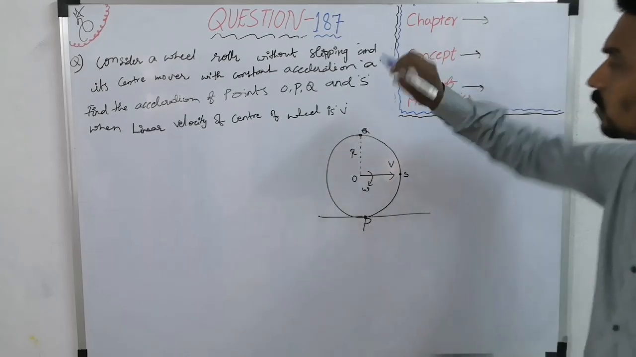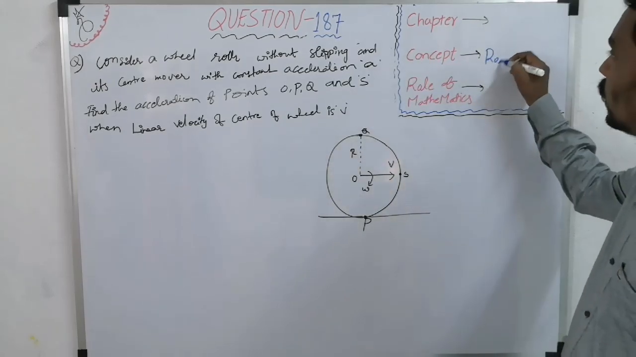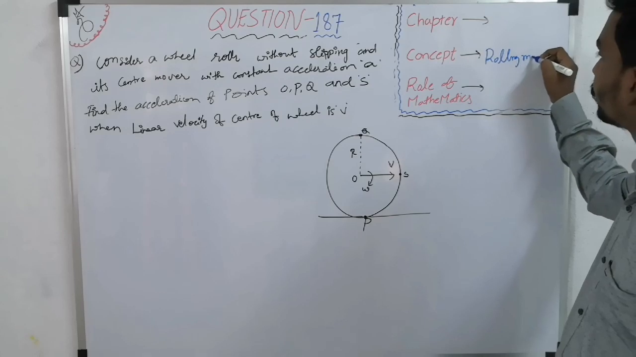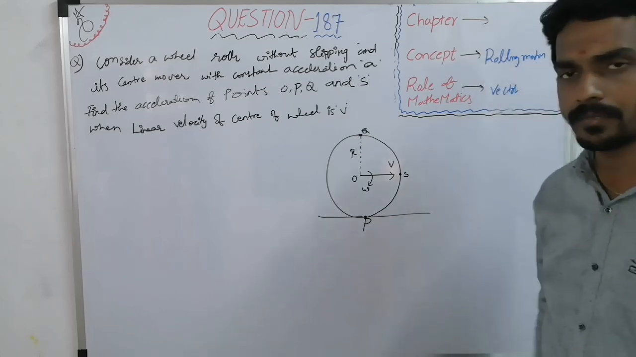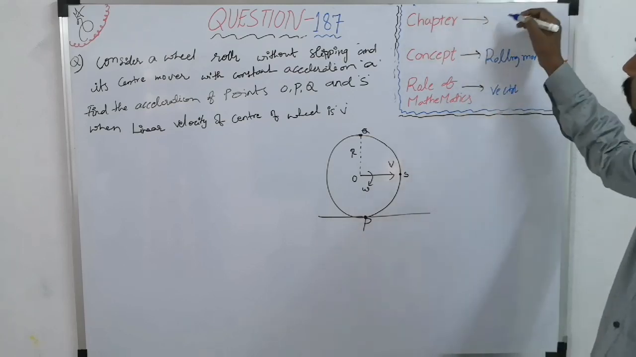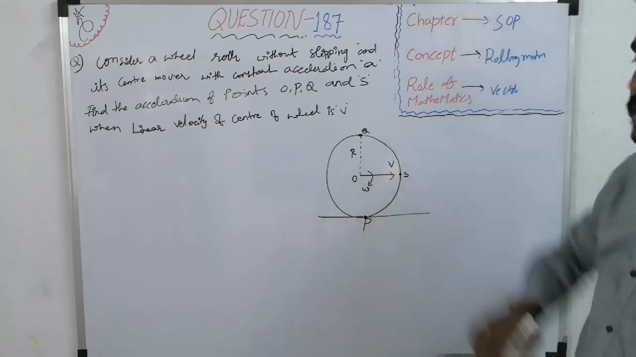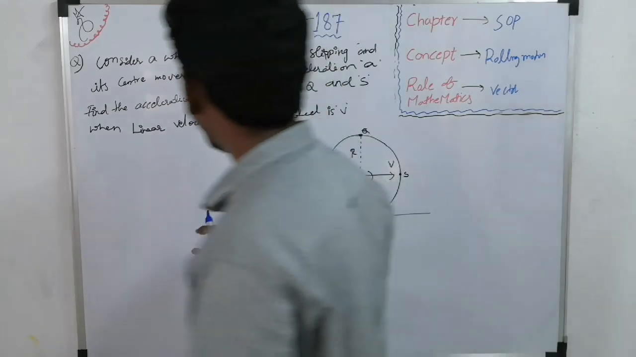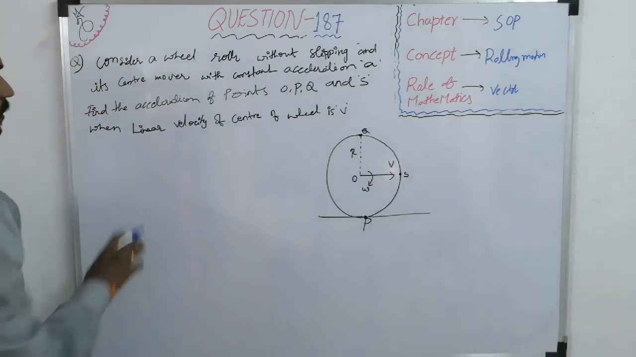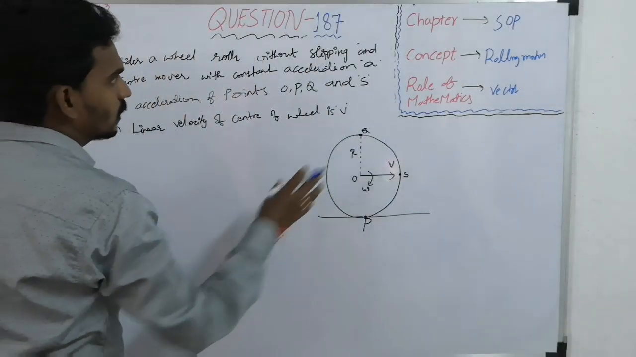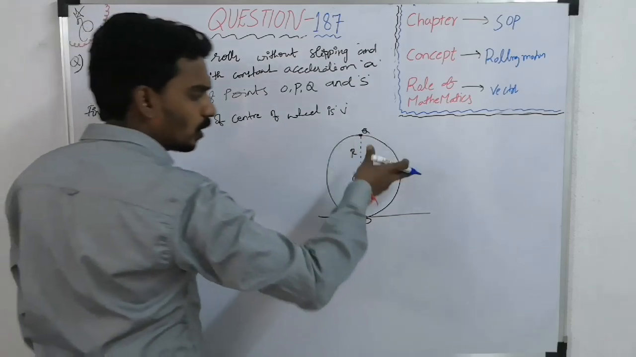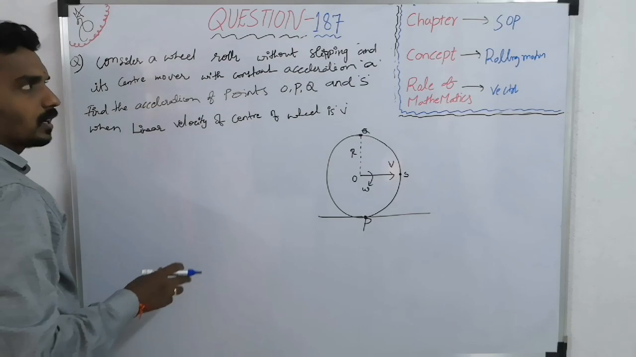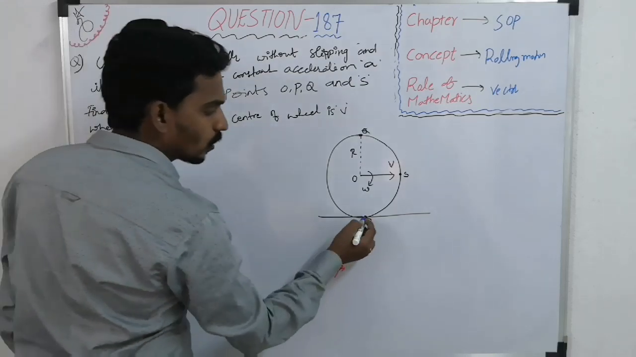Everyone, let us discuss one question related to rolling motion, where again you will use the representation of vector. So it is a system of particles, or you can say rotational dynamics. Consider a sphere or here a wheel. It is rolling on a rough surface without slipping, pure rolling.